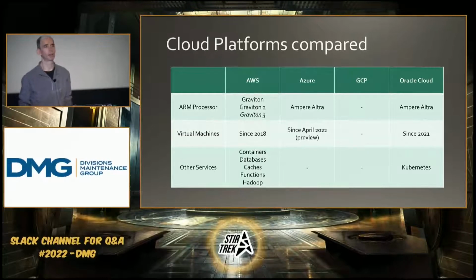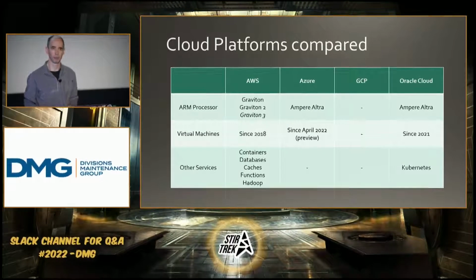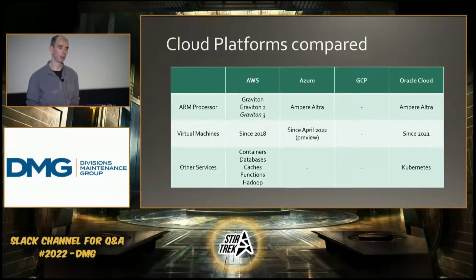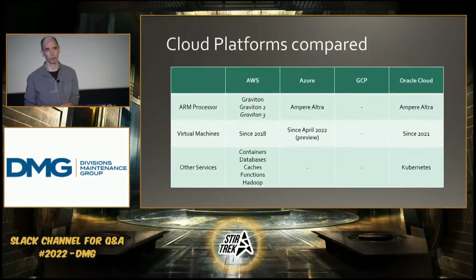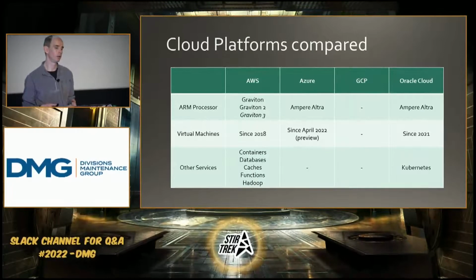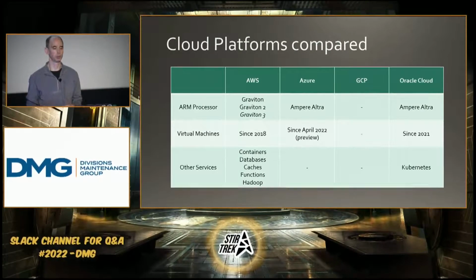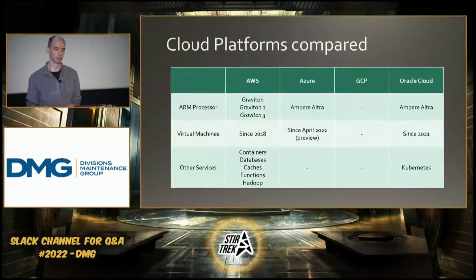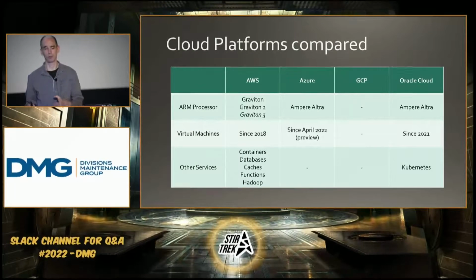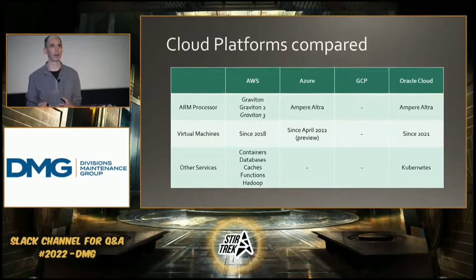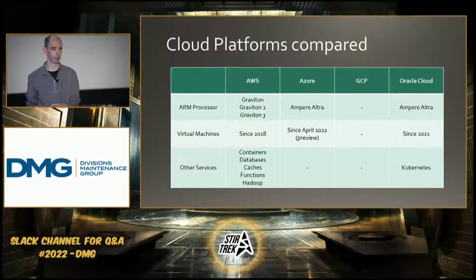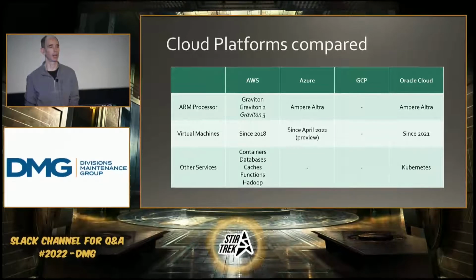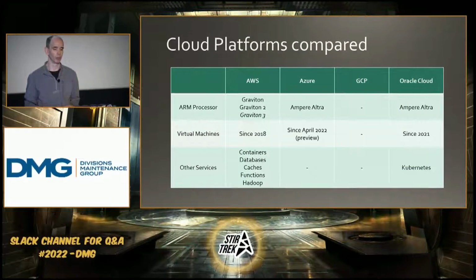Now, where do we stand currently with the cloud platforms and what they offer? AWS is definitely the leader in this space because they've been offering ARM CPUs in virtual machines since 2018. Interestingly, normally you wouldn't have Oracle Cloud on many cloud presentations because they're a fairly niche player, but they were actually the second cloud provider to offer ARM CPUs, starting in 2021.